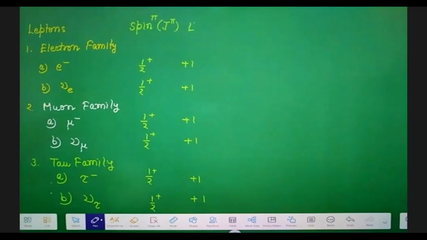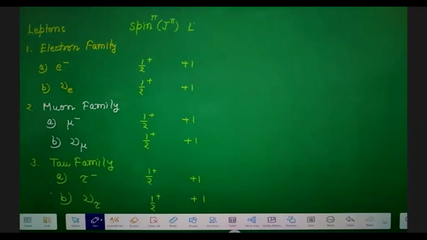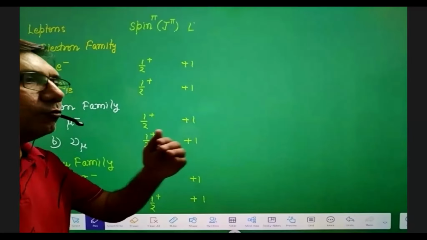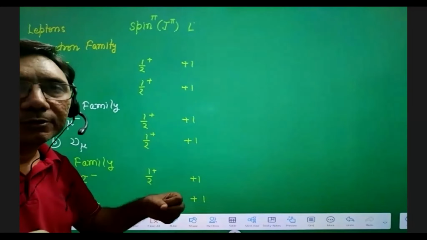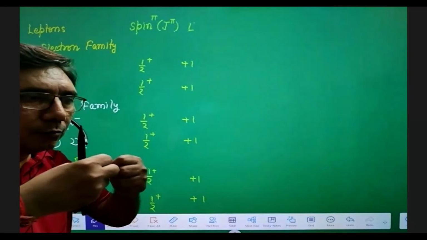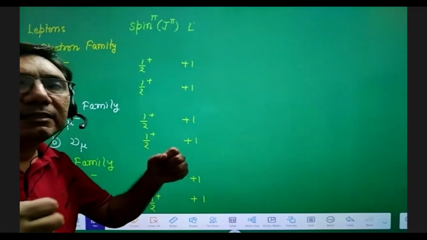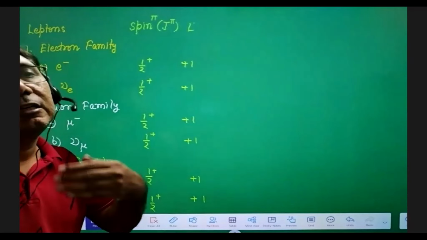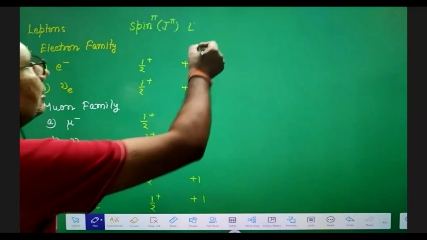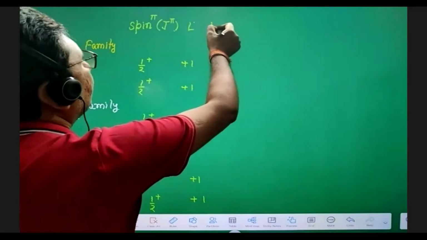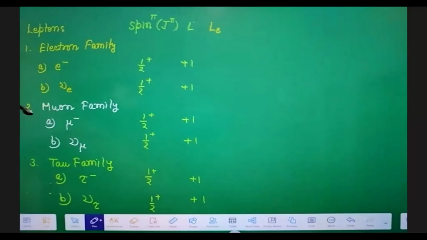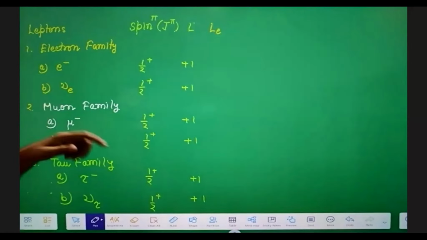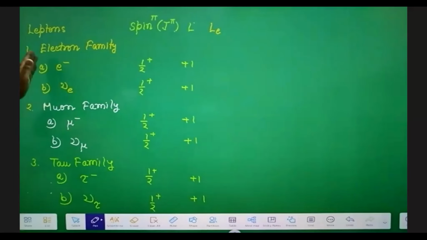But within this family itself, there is a categorization. Within this family, there are three subgroups. So we have to classify this family into the three subgroups. To represent these subgroups, they introduce three new numbers. One number is the electron lepton number. So this Le number is representing the electron family, the first family.